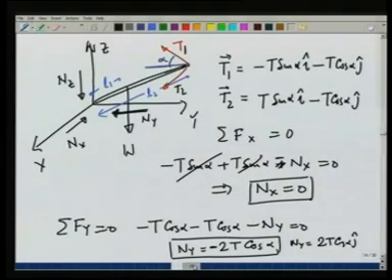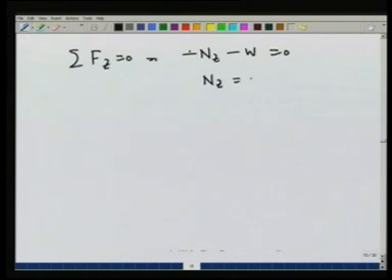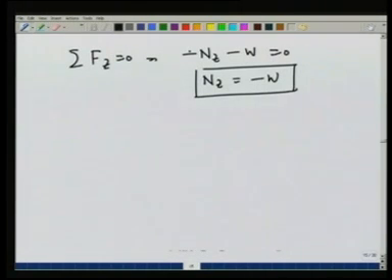The third condition, the summation F_z is equal to 0, gives minus N_z minus W is equal to 0, or N_z is equal to minus W, again showing that N_z is equal to W and in the direction opposite to what has been shown, and therefore, N_z is equal to W times k.